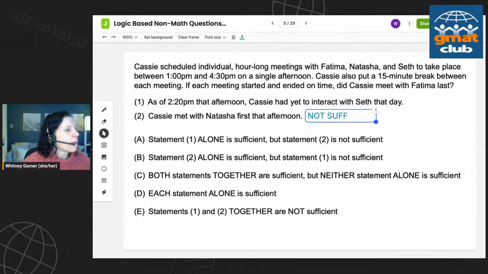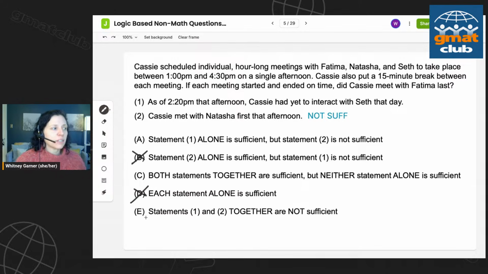So if statement 2 is not sufficient, what answer choices do I eliminate? I'm going to eliminate anything that says that statement 2 is sufficient. So I'm going to eliminate answer choices B and D. So it's going to leave me with A, C, and E. Okay, I can do that. All right, so let's go take a look then at our statement 1.